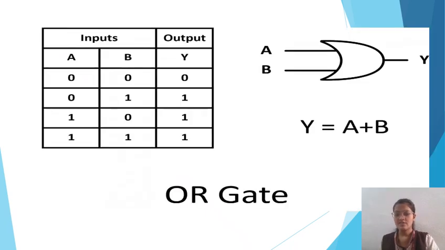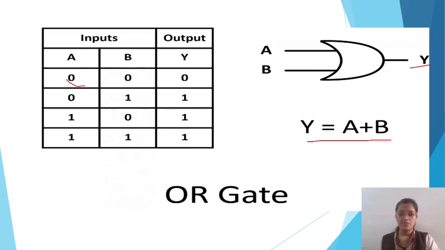As we see, the inputs A and B are passing through OR gate, and the output y becomes a plus b. It means however many inputs are given to the OR gate, a single output comes out from it. Here input A is 0, B is 0, then the output becomes 0. Only when all of the inputs are 0, the output becomes 0.